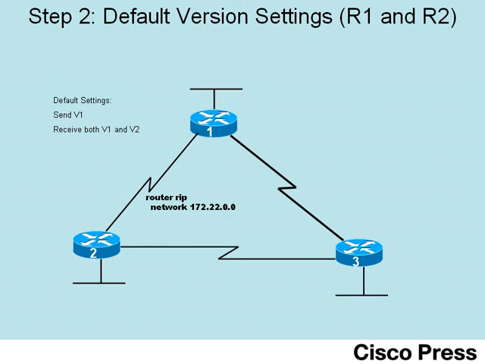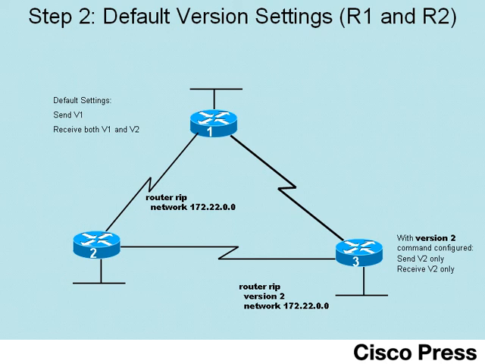The part that I didn't mention earlier was that router 3, while it was already configured to support RIP, also is configured with the version 2 command as you see here. As a result, router 3 doesn't use the default version settings. Instead, with the version 2 command configured, it only sends version 2 updates, and it will only process received version 2 updates, ignoring any received version 1 updates.